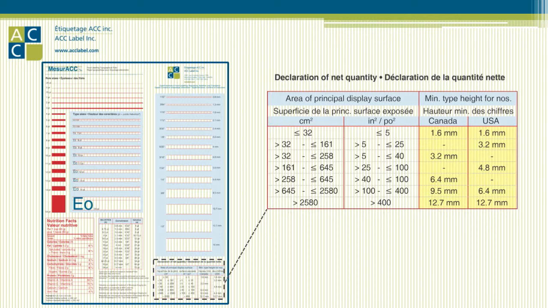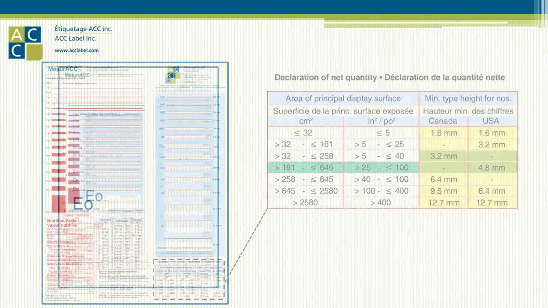Suppose your packaging is a box and the principal display surface is in the front of the box and its surface area is 168 square centimeters or 26 square inches. This means that the required type height for the net quantity declaration for the box is at least 3.2 millimeters or 1/8 of an inch for a product sold in Canada and 4.8 millimeters or 3/16 of an inch for a product sold in USA.